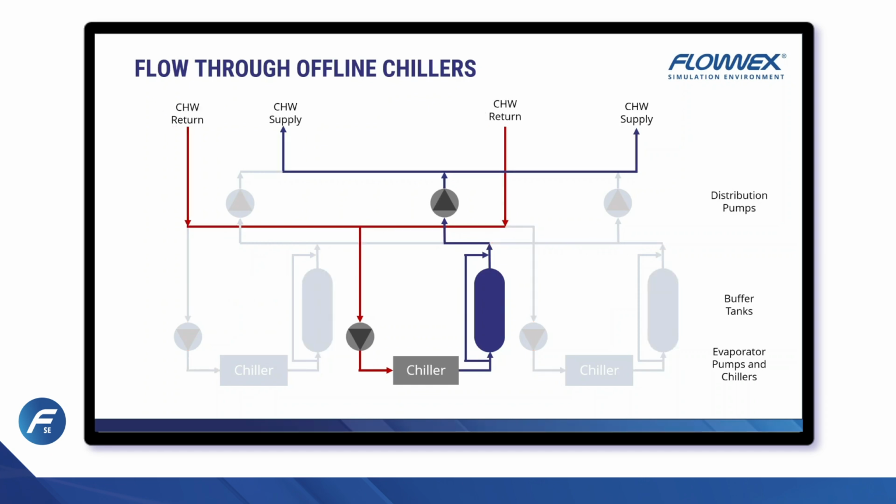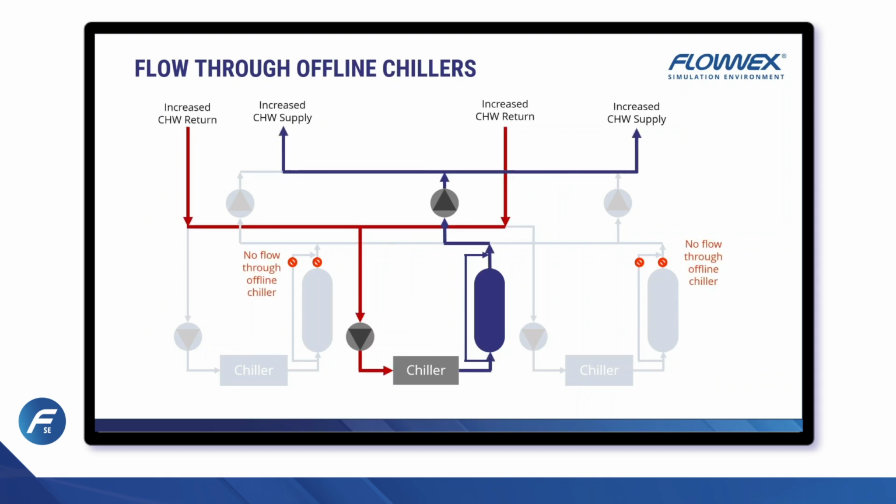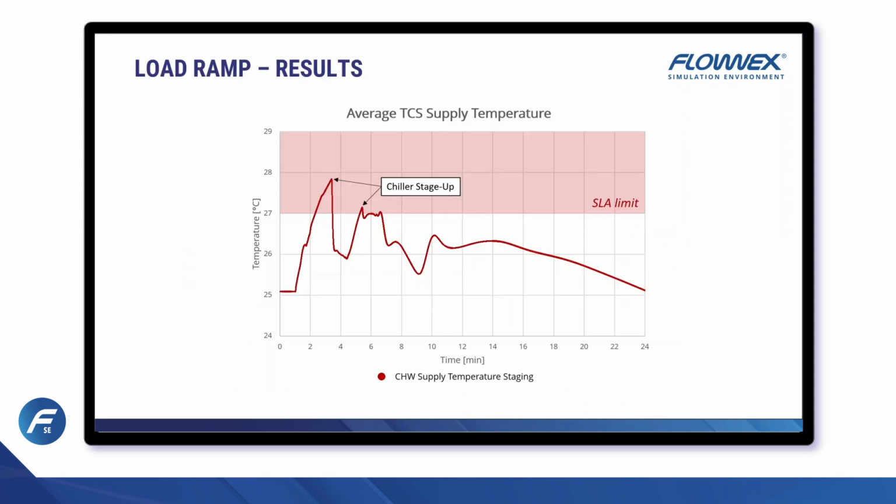By simply adjusting the control logic, closing isolation valves for offline chillers, we prevent unwanted flow and maintain more stable operation. However, even with this fix, the standard staging still delays chiller startup until buffer tanks are nearly empty. This leads to temporary hotspots and can push system temperatures close to SLA limits.